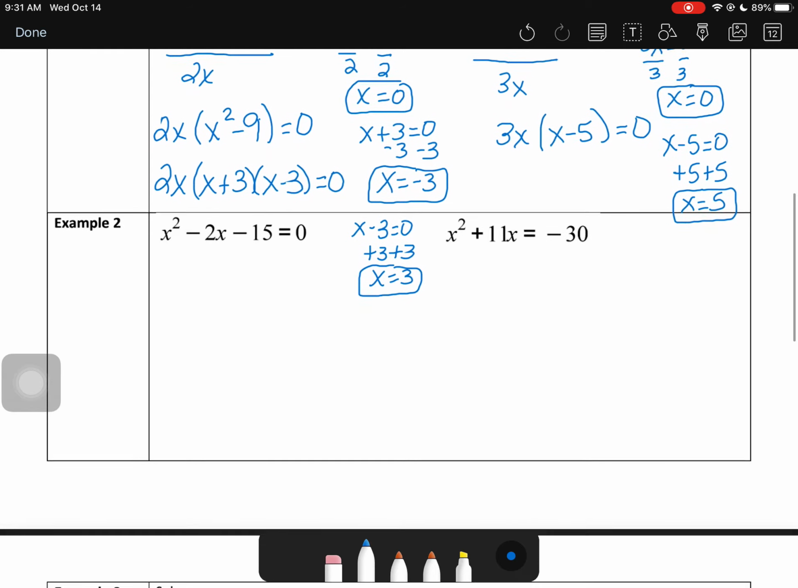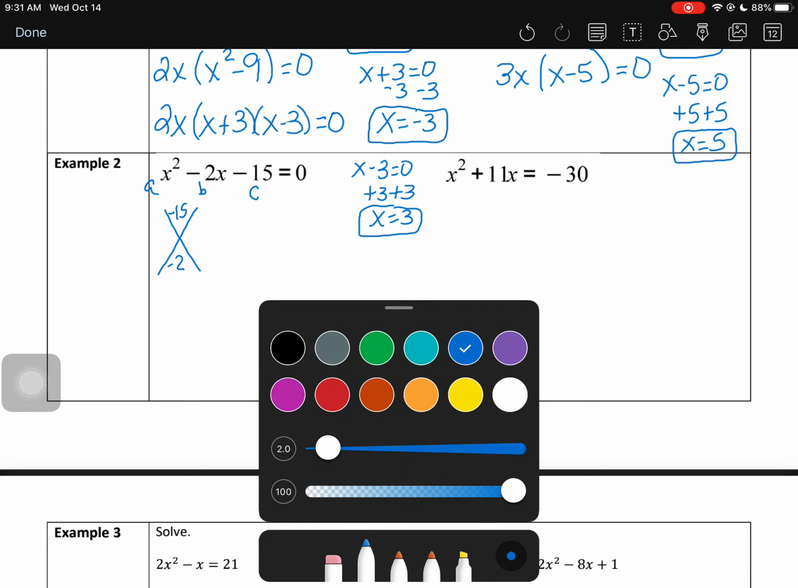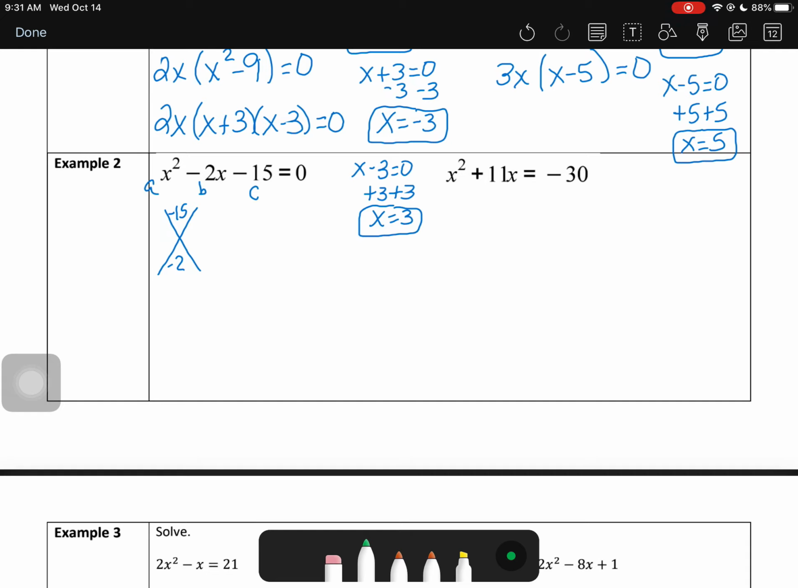In the next example, we have x squared minus 2x minus 15 is equal to 0. So I'm going to make my x. Here's my a, my b, my c. My a times c is negative 15, and my b is negative 2. So what two numbers can I multiply together that give me negative 15, but when I add them I get negative 2? And that would be negative 5 and positive 3. And since our leading coefficient is 1, we can set up our factors right away of x minus 5 and x plus 3, and that equals 0.